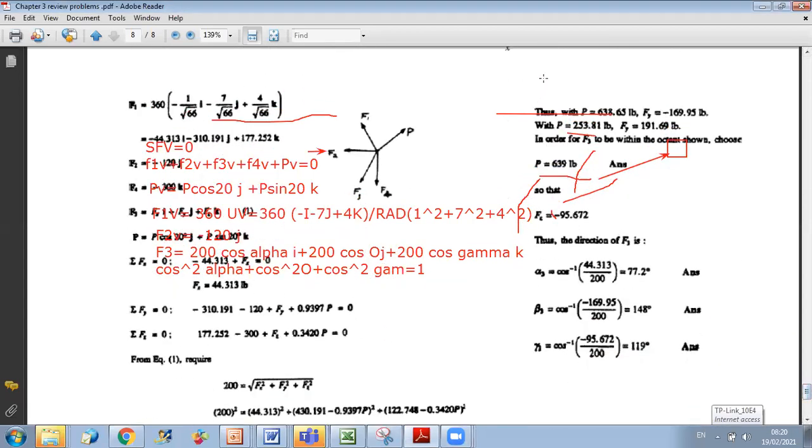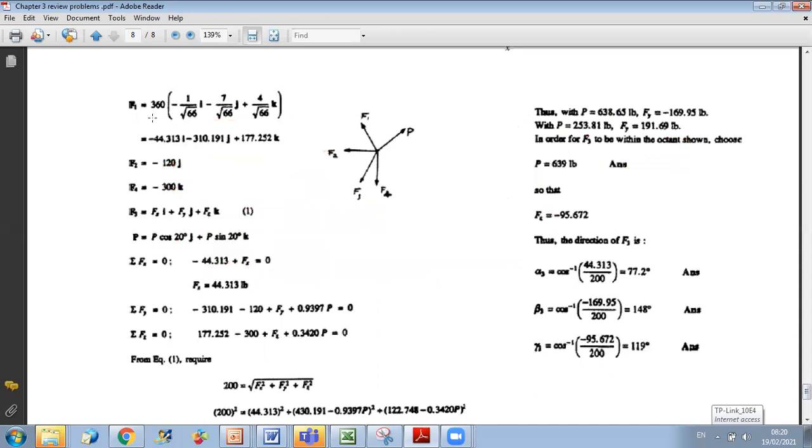So let us look here at our system. You can see what we did. They did the same method. They found the different vectors. Then they wrote first sum of x equals 0. In sum of x equals 0, I take the component of F1 along i, which is minus 44.313. What other force has a component along x? It is F3x i. So from here I can find the value of F3x.